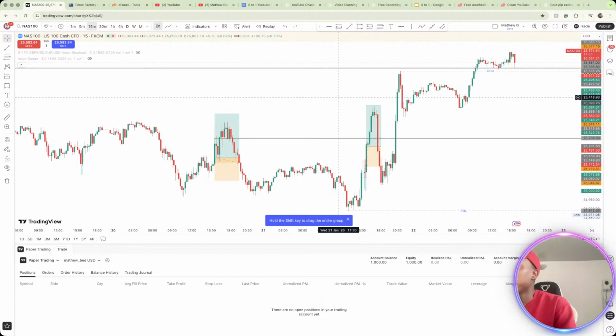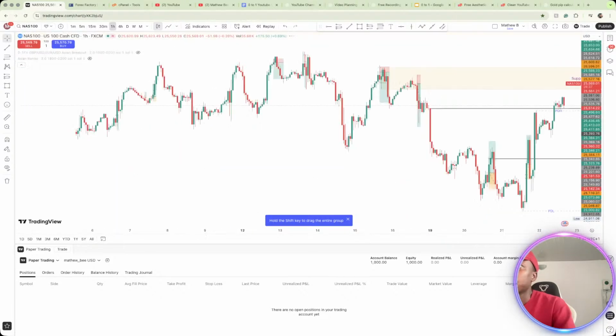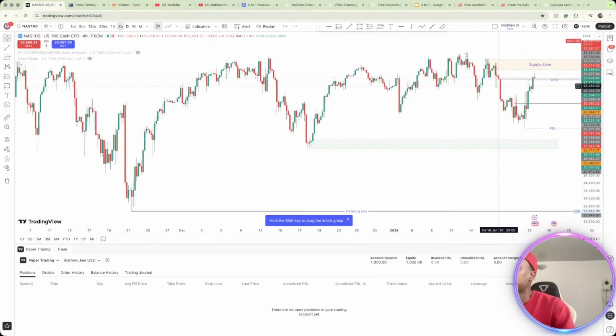I'm going to be paper trading today, and for this session I'm paper trading a $1,000 account. Let's run through the analysis again. Let's go to the 4 hour. On the 4 hour, NASDAQ is approaching the supply zone, just a little bit above the current price.